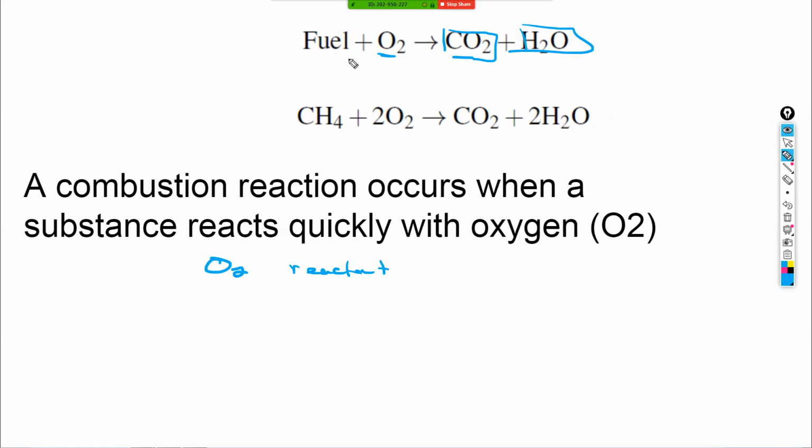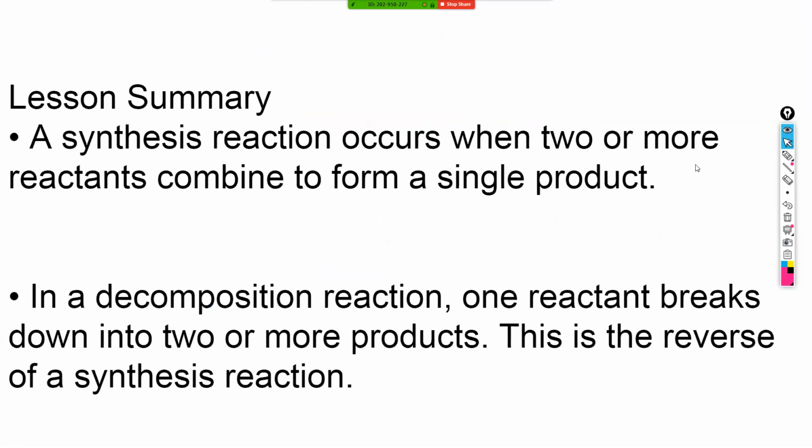You could put gasoline in here, you could put natural gas, you could put anything in here, wood, carbon, whatever it might be, you're going to have oxygen as a reactant, and two things are being produced always. So this is the easiest one for me to identify, and it's usually the one that I look for first. A combustion reaction will always look the same. The only thing that's going to change is what the fuel is, but everything else will always look the same no matter what kind of combustion reaction you're looking at. Okay.